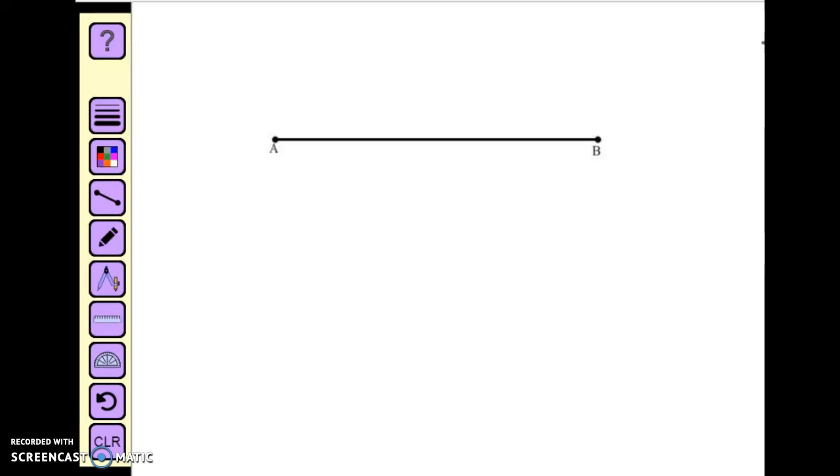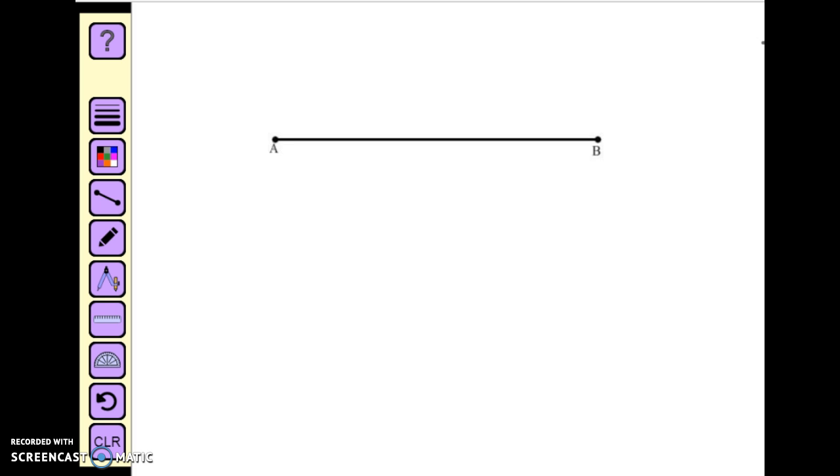Hope you're here too. This is video 3 of the 5 construction videos. This specifically is constructing a perpendicular bisector. You can still follow this if they wanted just the midpoint as well. So this is the video for constructing a perpendicular bisector or just the midpoint.